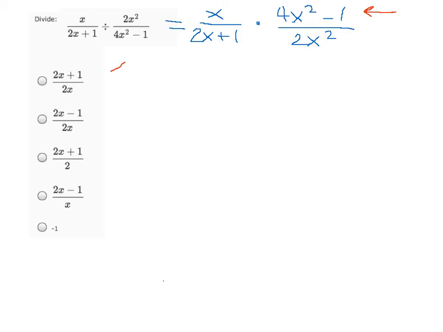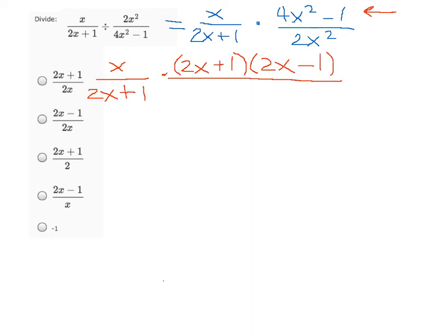And so let's leave this as x divided by (2x + 1) times, and we notice that this is a difference of squares, of perfect squares. So when we factor, we'll have a (2x + 1) and a (2x - 1). And that is all divided by 2x^2.